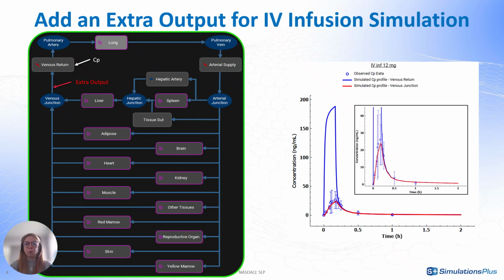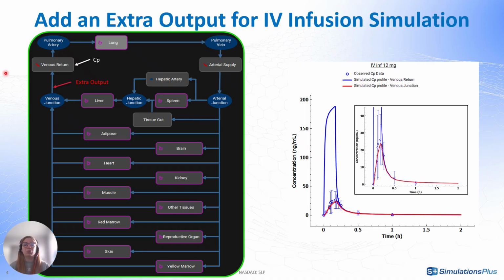To address this issue, a sampling site has been added before the venous return, as you can see here in red, named the Venous Junction, which is closer to the measured concentration. So here we have the venous return, where you usually extract your plasma concentration simulations. And here you can see the extra site, which is the venous junction.